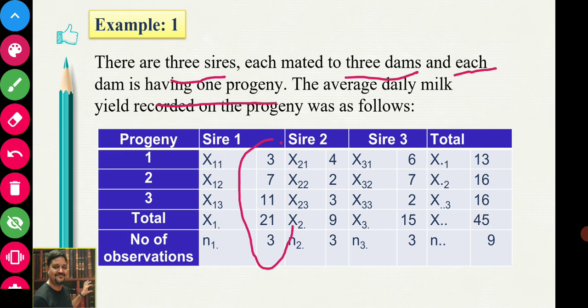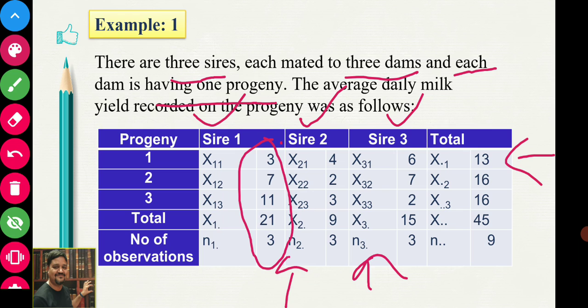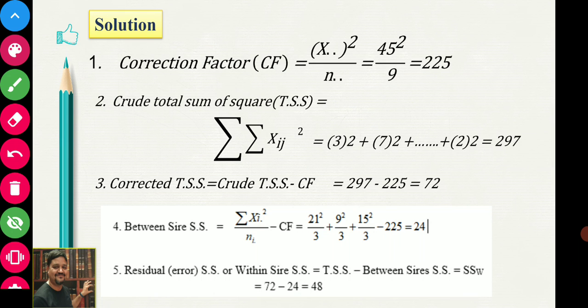So this is the average milk yield. Here you can see progeny 1, 2, 3 produced by mating of sire 1 and dam 1, sire 1 dam 2, sire 1 dam 3, sire 2 dam 1, sire 2 dam 2, sire 2 dam 3. Likewise, you can see the progenies of sire 1, sire 2, and sire 3. Now you can get the row wise total, the column wise total, and the overall total. This is the example for which we have to determine the heritability. First of all, we have to determine the correction factor. You know the correction factor: each individual value will be squared and summed.